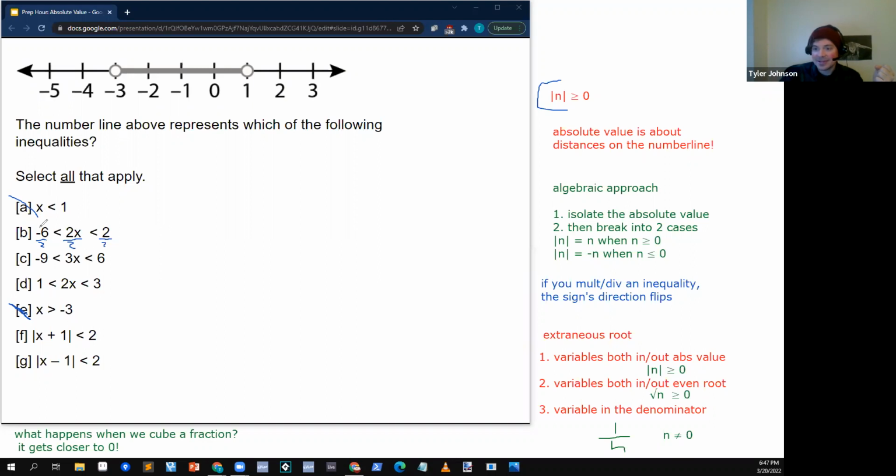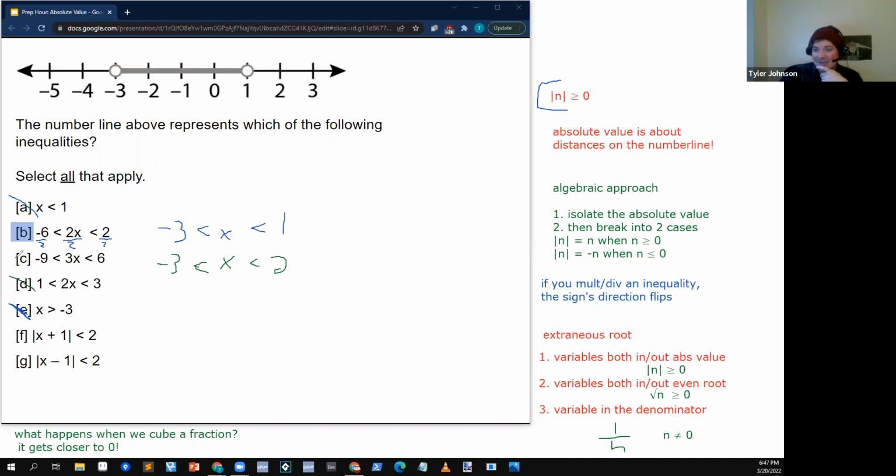So isolating for x, I would divide each region by 2, and then we get x is between -3 and 1, and that's exactly the range we've got there. So B is going to work. C comes close, but you'll actually get x between -3 and 2. Not exactly what we're looking for.